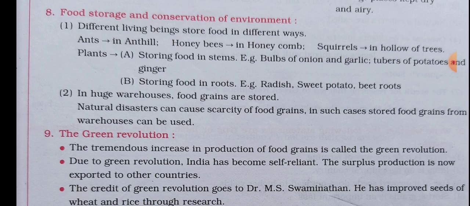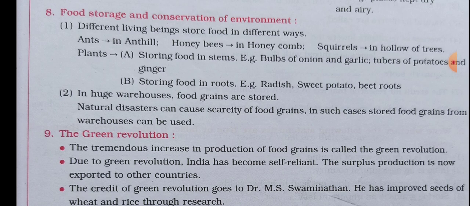Why do these animals do this? Because they want to use it in the future, according to their needs, so they store this food. Squirrels, also small animals, store food in the trees. Plants also store food in the stems, such as bulbs of onion, garlic, tubers, potatoes and ginger. Some store food in roots, such as radish, sweet potato and beetroots.